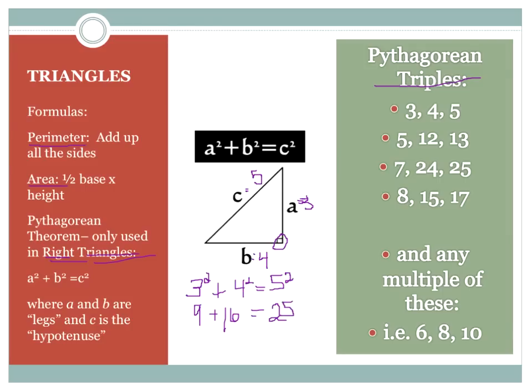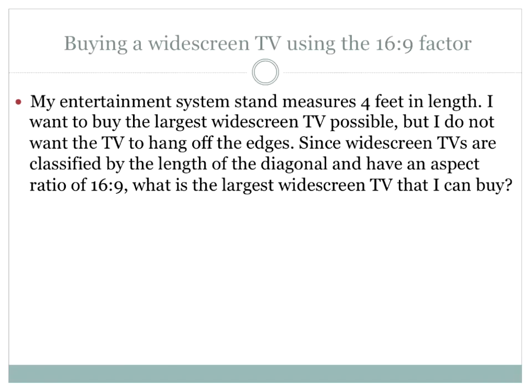Other triples include 5, 12, 13; 7, 24, 25; and 8, 15, 17. And again, these are just specific integers that always work, and any multiple of these. So 3, 4, 5, if we multiplied it by 2, we would have 6, 8, 10. So we're going to keep looking at the Pythagorean theorem here and see if we can use and apply this in some real-world mathematics.